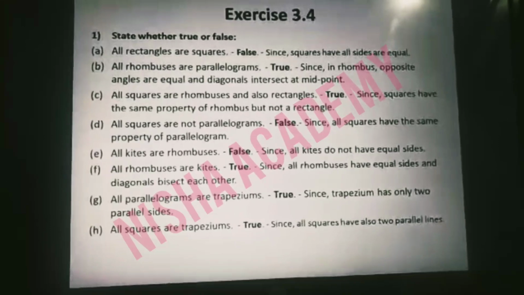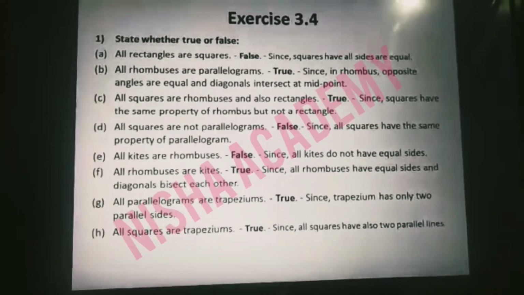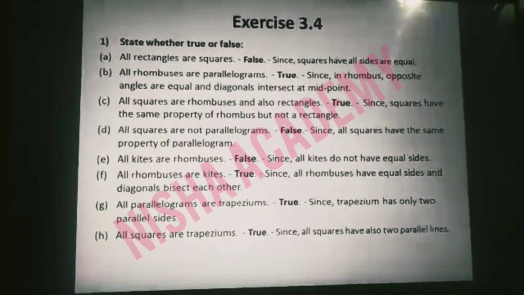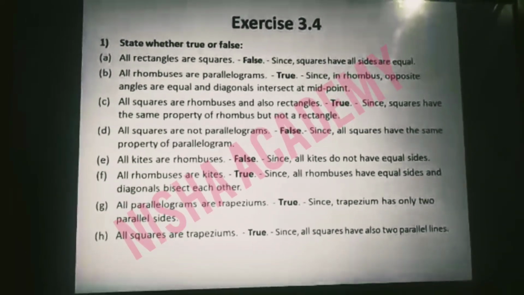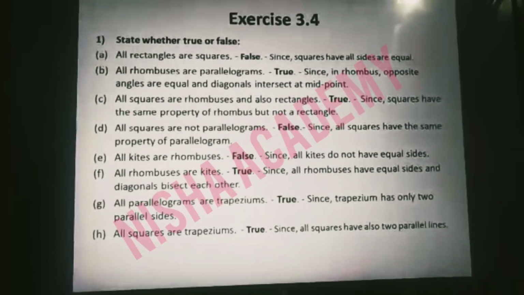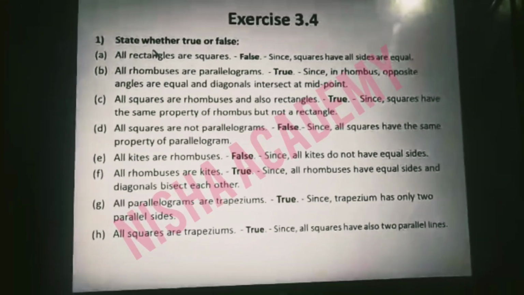Now we'll start with our exercise 3.4. Exercise 3.4 consists of basic questions like true or false, so it has more of the theory part. We'll start with it. State whether true or false.